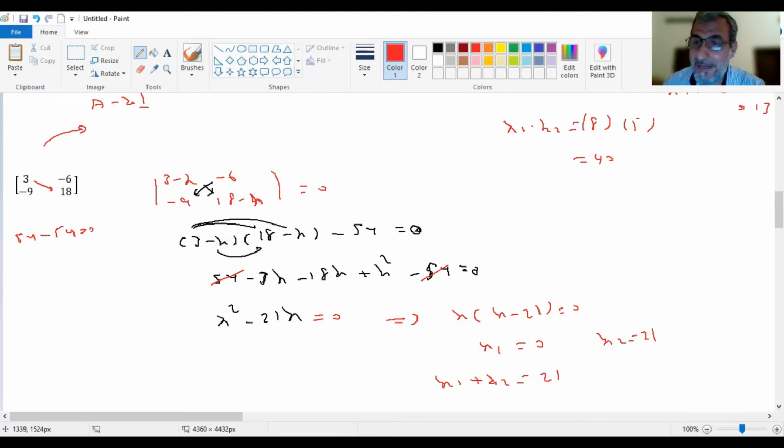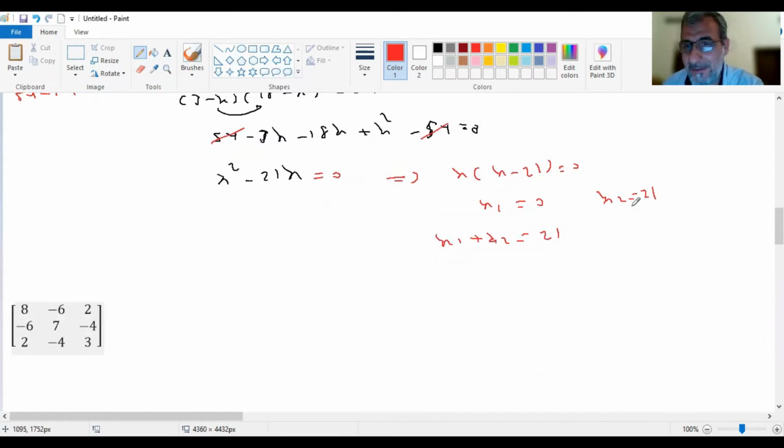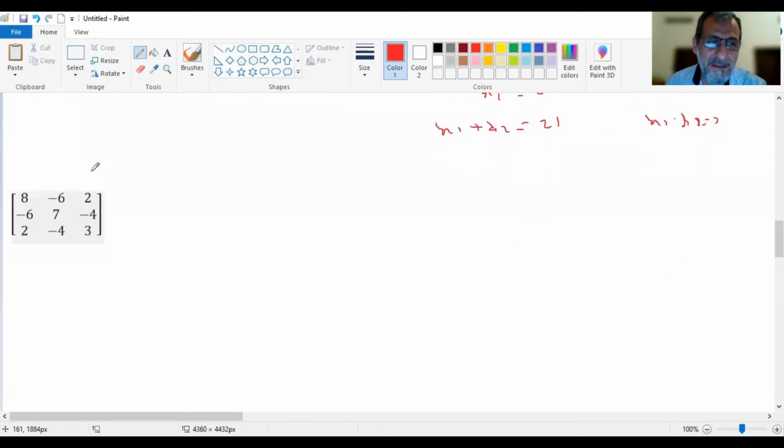Here, if we multiply lambda 1 by lambda 2, lambda 1 is 0 and lambda 2 is 21, the product equals 0. So if you multiply them, it equals the determinant of the matrix, and if you add them, it equals the sum of the diagonal elements. Now, for example, if you have a 3 by 3 matrix, this is A. So you have A minus lambda I.